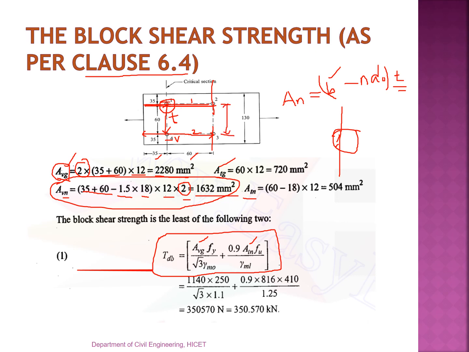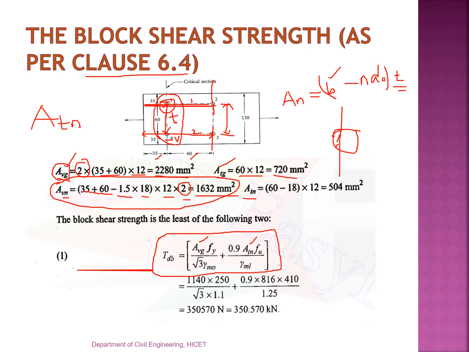The next one, tension area. So this is my tension area, right? The length of the tension area is 60, center to center distance is 60. The thickness of the plate is 12 mm. So 60 into 12, the value is 720 mm square.